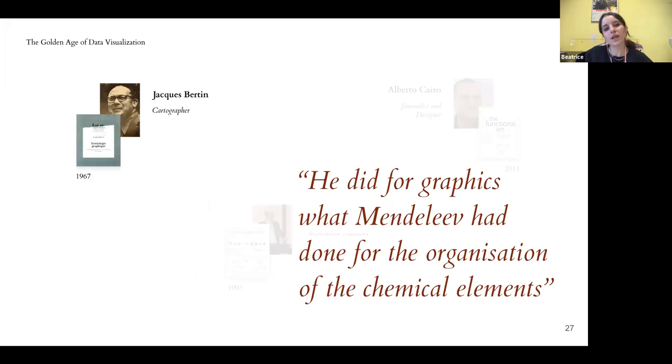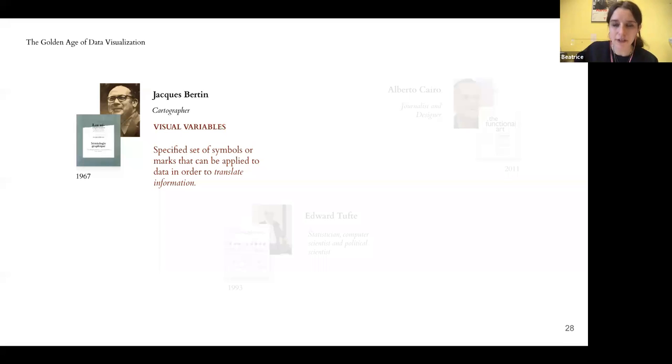So if on the one hand, disciplines such as data science were born, on the other hand, we see this guy, Jacques Bertin, who was a cartographer, who in 1967 wrote this book, Sémiologie graphique, that is considered one of the most interesting and valuable books in the context of data visualization. And someone said that he did for graphics what Mendeleev had done for the organization of the chemical elements. Because Jacques Bertin, as a cartographer, was used to working with maps and visualizations on top of maps, he started to define the visual variables.